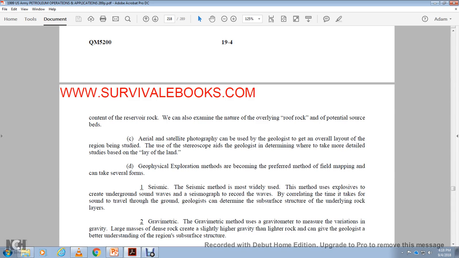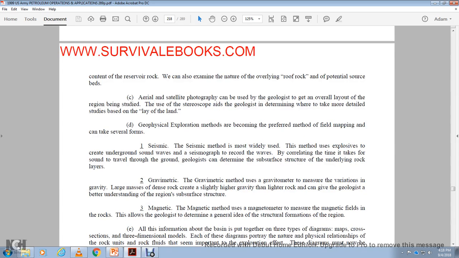The gravimetric method uses a gravimeter to measure the variation of gravity, or the mass of the layer, with the dense rock having slightly heavier gravity than lighter rock. They give the geologists a better understanding of the subsurface of the region.